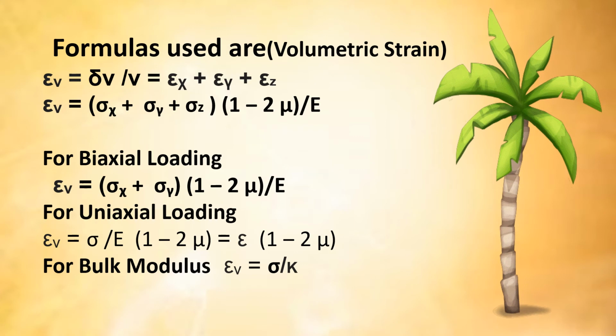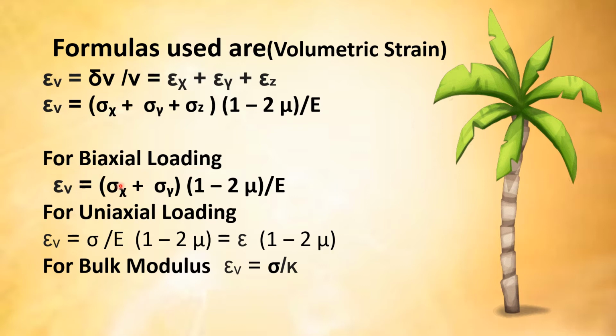The formulas used for volumetric strain. Epsilon V, the basic formula is change in volume upon original volume. In terms of strain, it is strain in x direction, epsilon x, plus strain in y direction, epsilon y, plus strain in z direction, epsilon z. If you want it in terms of stress, then epsilon V, volumetric strain, is equal to (sigma x plus sigma y plus sigma z) into (1 minus 2 mu) divided by E. This proof we have already seen in the previous video.